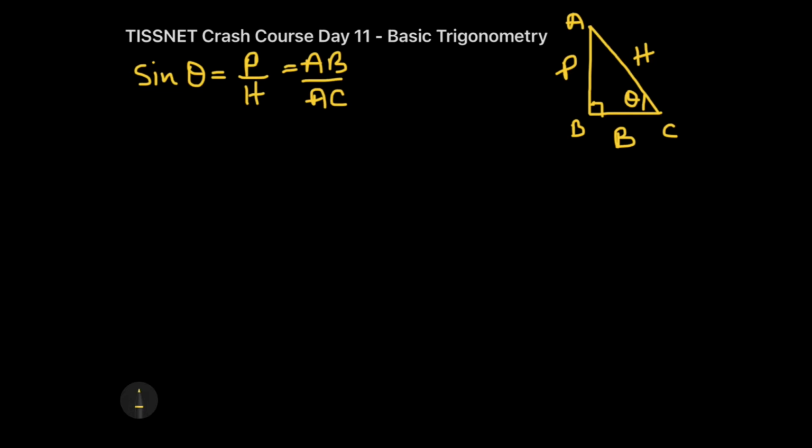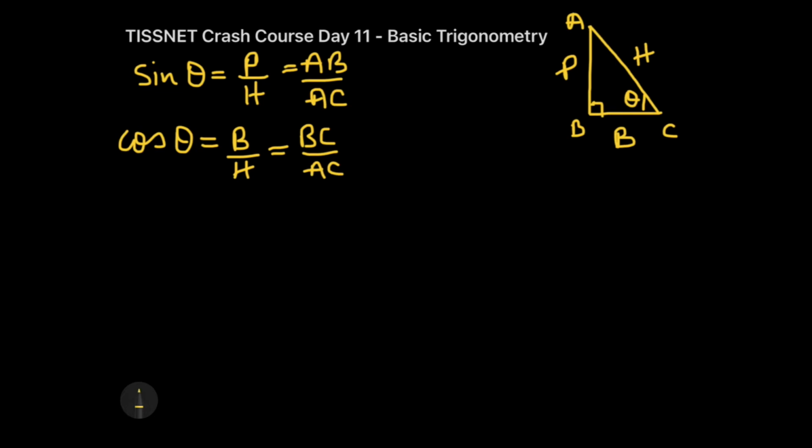Then we come across cos theta. So cos theta will be just the opposite. Here we were taking perpendicular by hypotenuse. In cos theta, we will be taking base by hypotenuse. So the importance is given to base. So it will become AB by AC.